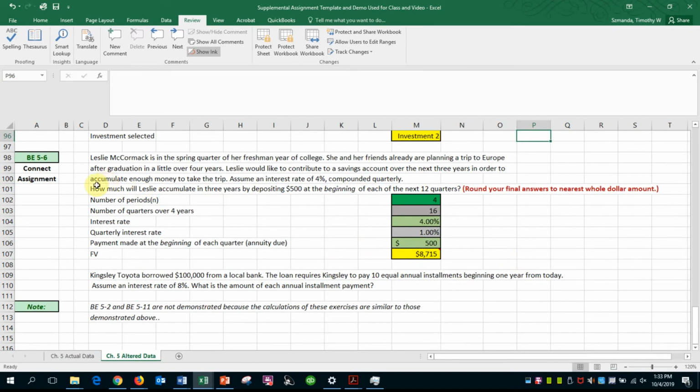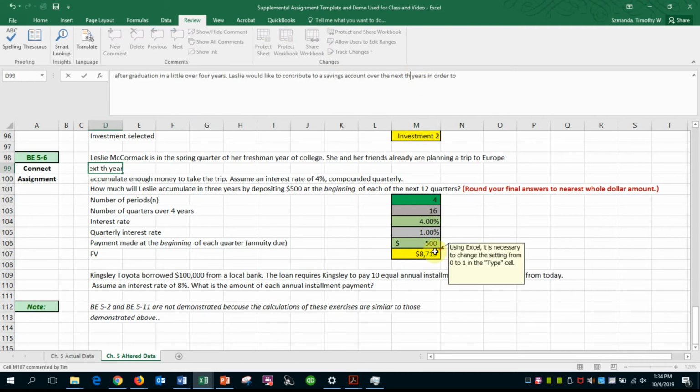Brief exercise 5-6, Leslie McCormick, spring quarter of her freshman year. Her and her friends are planning on a trip to Europe. They're going to go, it says here that she'd like to contribute savings over the next 3 years. I changed it to 4 years. So we will update the verbiage on the problem here.